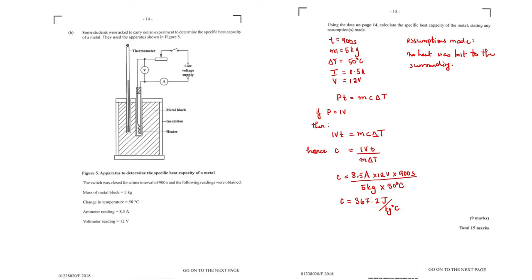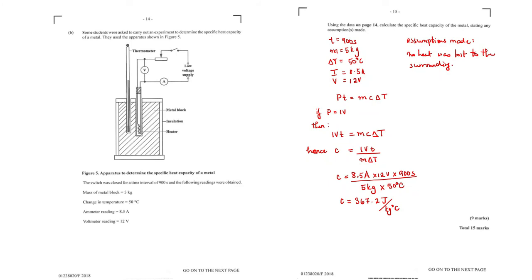Here's another one. It says some students were asked to carry out an experiment to determine the specific heat capacity of a metal. They used the apparatus shown in figure 5. So they listed out everything, the mass of the metal block, which is 5 kilograms. They tell us that the switch was closed for a time interval of 900 seconds. The change in temperature is 50 degrees Celsius. The ammeter reading was 8.5 amps, and the voltmeter is 12 volts.